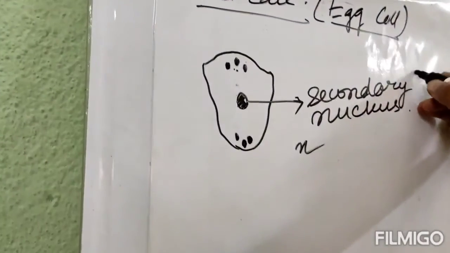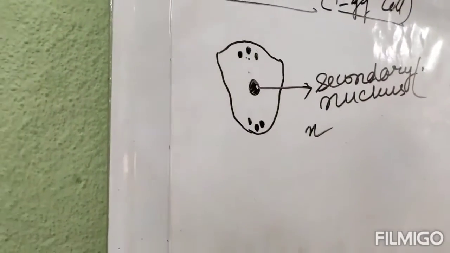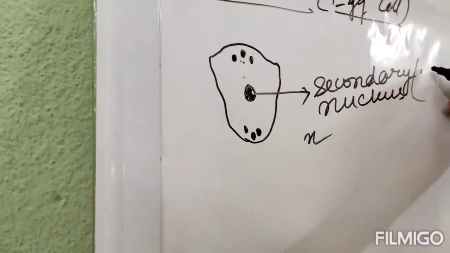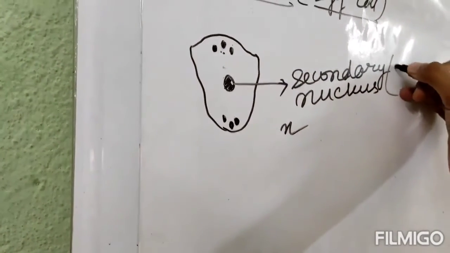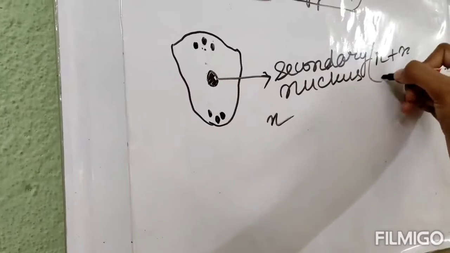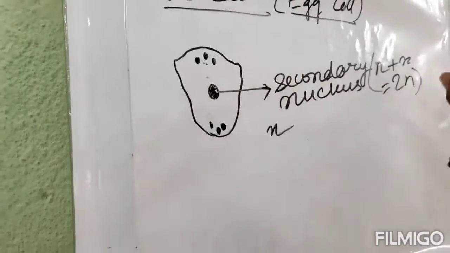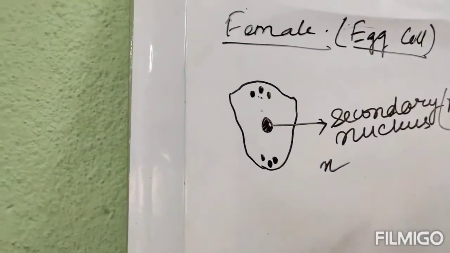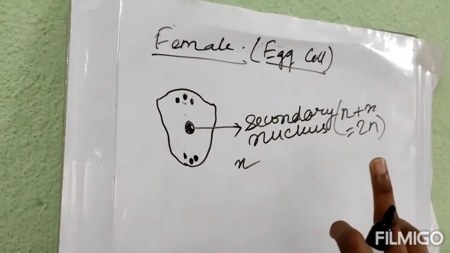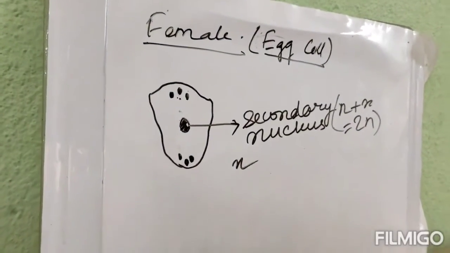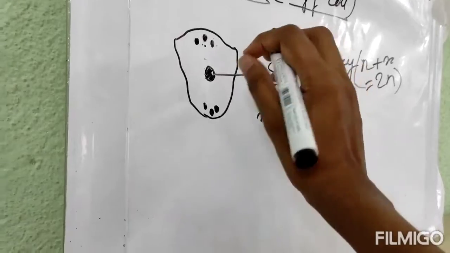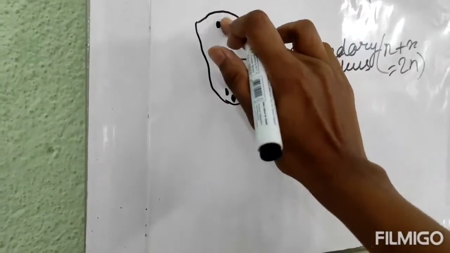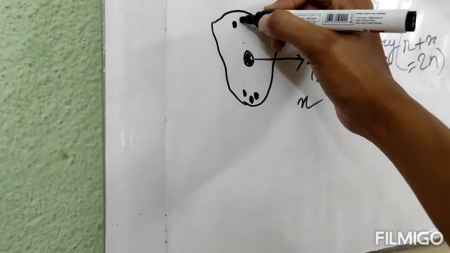So what will be the chromosome number of the secondary nucleus? Will it be haploid or diploid? Two nuclei are being used to fuse it. So N plus N gives us 2N. So it will not be haploid. The secondary nucleus will not be haploid, it will be diploid. Got it? Remaining over here only three nuclei, and over here also three nuclei. From these three nuclei, what will we get?